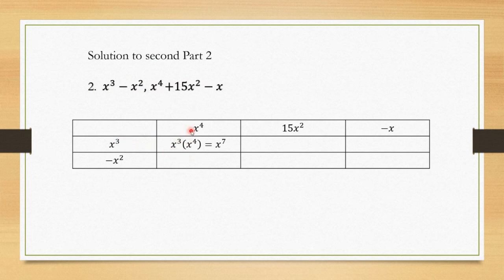So x cubed times x to the 4, we get x to the 7, just like before. Here, we have x cubed times 15x squared. We get 15x to the 5th.